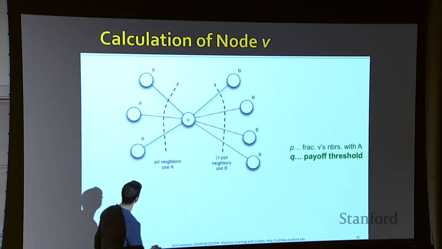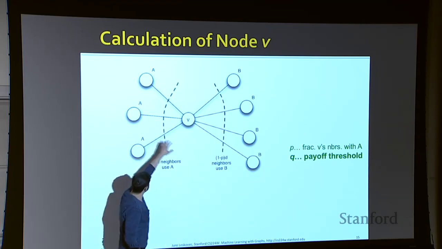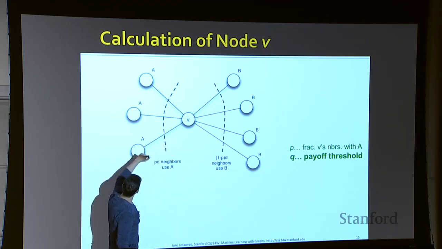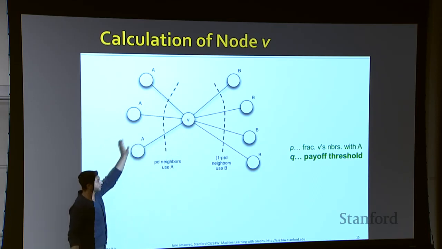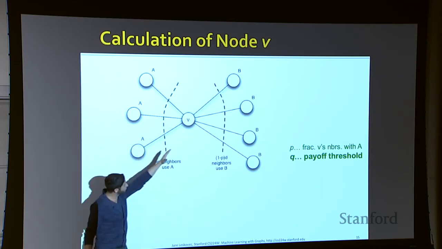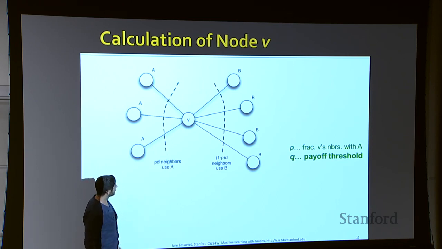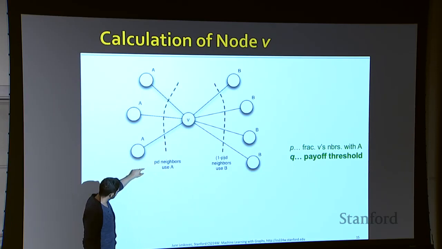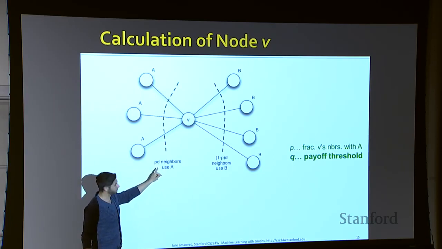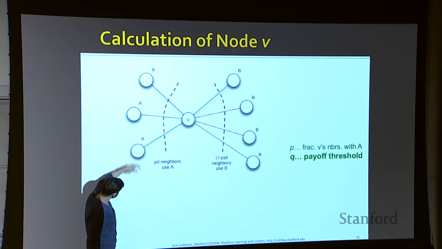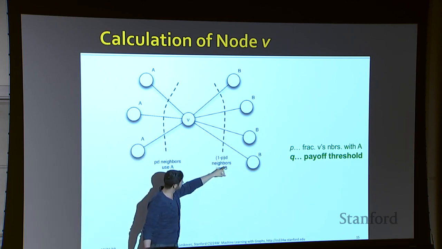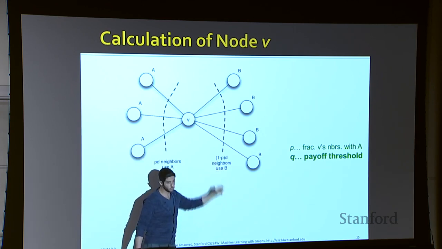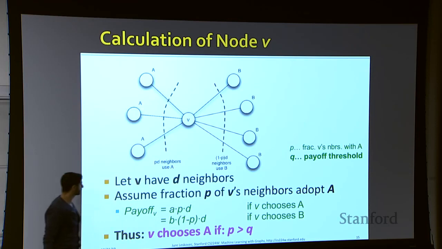Okay, so we have our node B, and our node B has D neighbors in total, and a few of them have adopted strategy A, a few others are with behavior B. And we just encode how many are adopting a certain behavior with this probability P. So with probability P times D, these are the number of neighbors that are using A, and (1 minus P) times D is the number of neighbors that are adopting the strategy B.